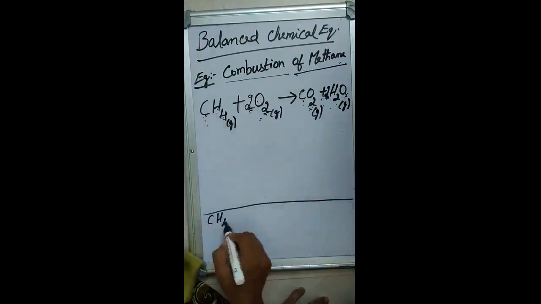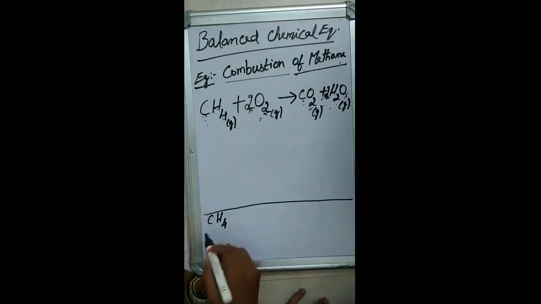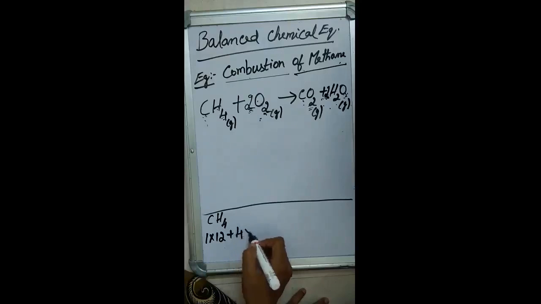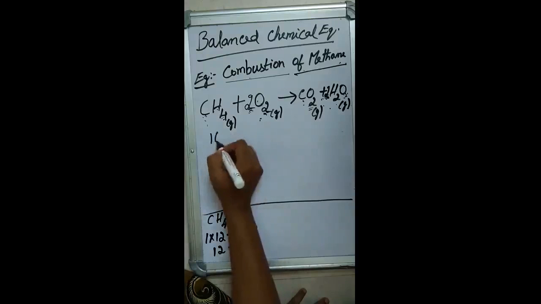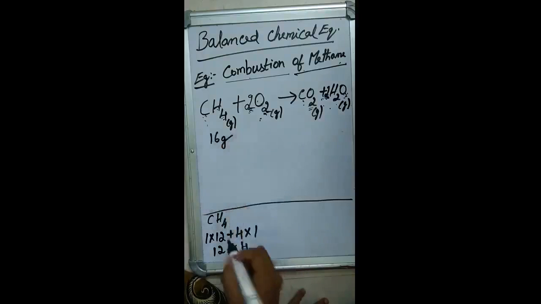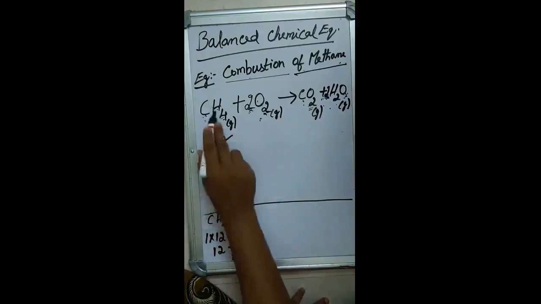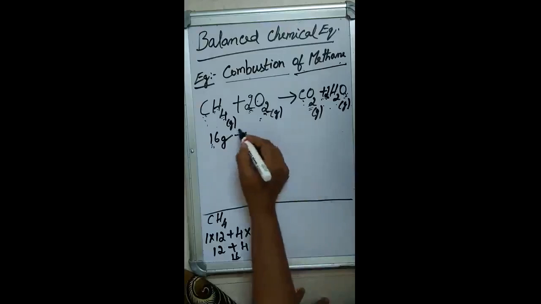Okay, CH4. Now how many carbon atoms are present? 1. Atomic mass is 12 plus how many hydrogen atoms are present? 4 into 1. So 12 ones are 12 plus 4 ones are 4. What is the answer you will get? 16 gram. That means 16 gram of methane.